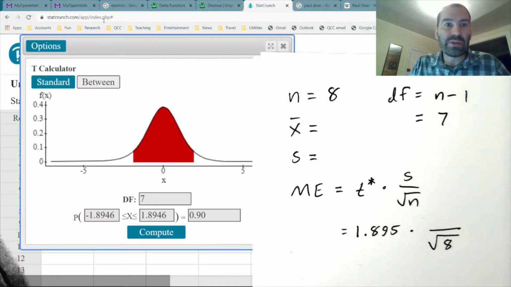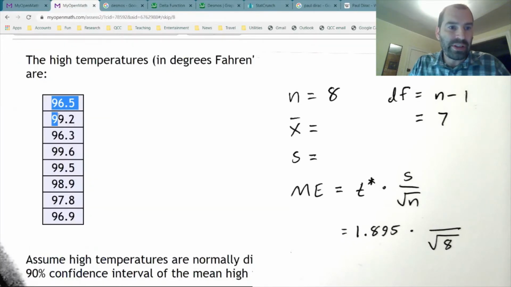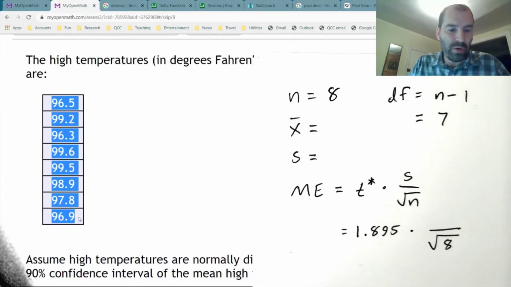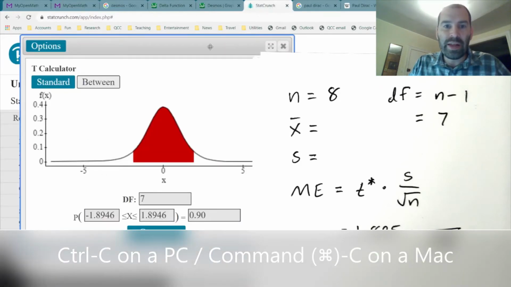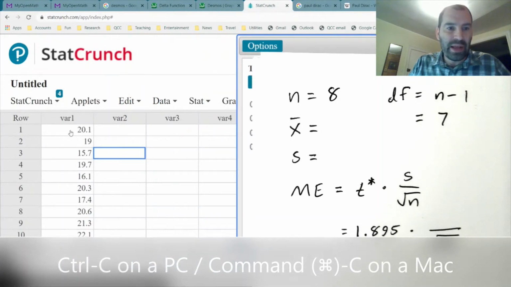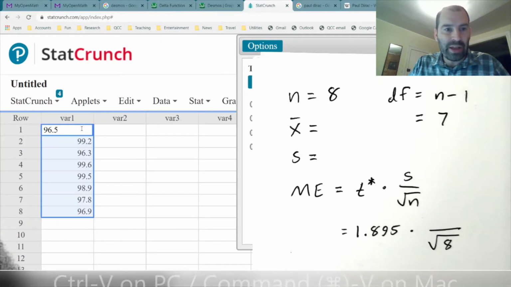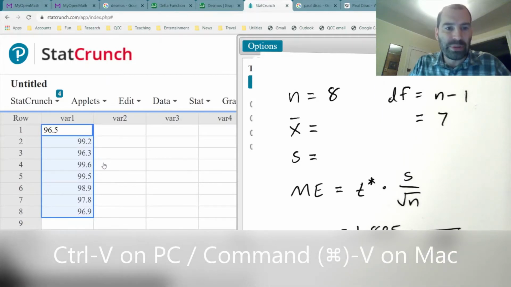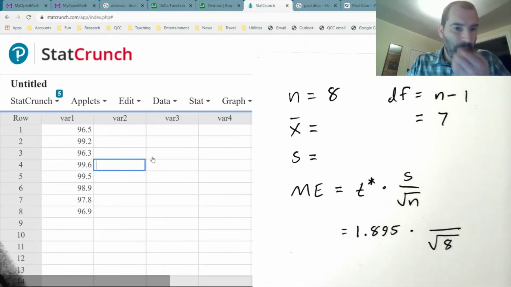Okay, what we're going to do is we're going to go back to our data set, and I'm going to select it. So I'm just dragging over it, and I'm going to hit Control-C, or on a Mac you'd hit Command-C. All right, and then I'm going to come back to StatCrunch, and I'm going to put that data into here. I'm going to hit Control-V, or Command-V on a Mac. All right, let me close this distribution down.